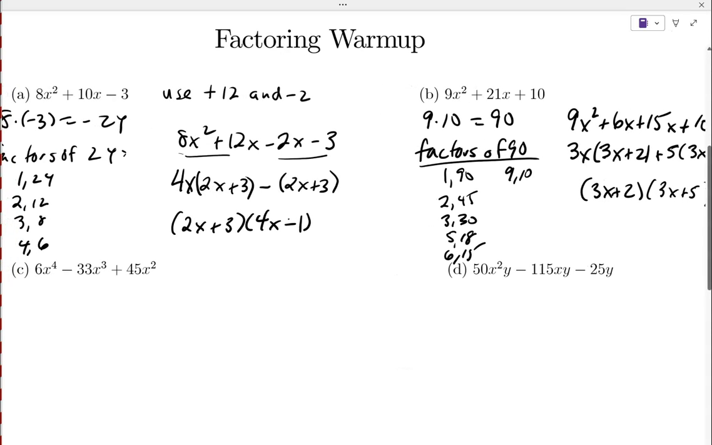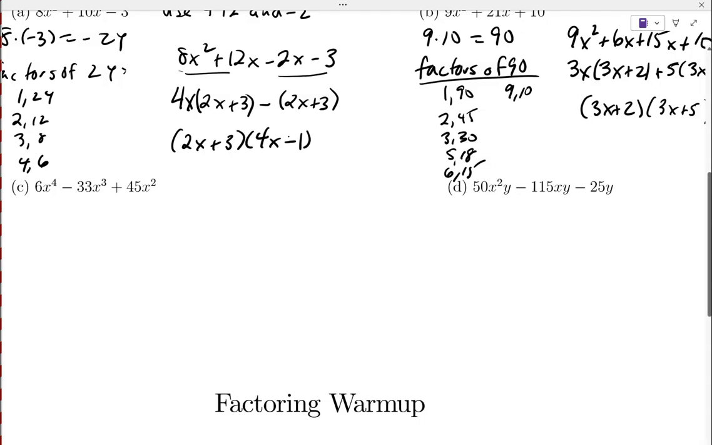So neither of these had a greatest common factor. But let's look at part C. Do you see a greatest common factor in part C? A 3x squared, right? 3 goes into all 3 of the coefficients, and there's certainly an x squared all the way and everything, right?